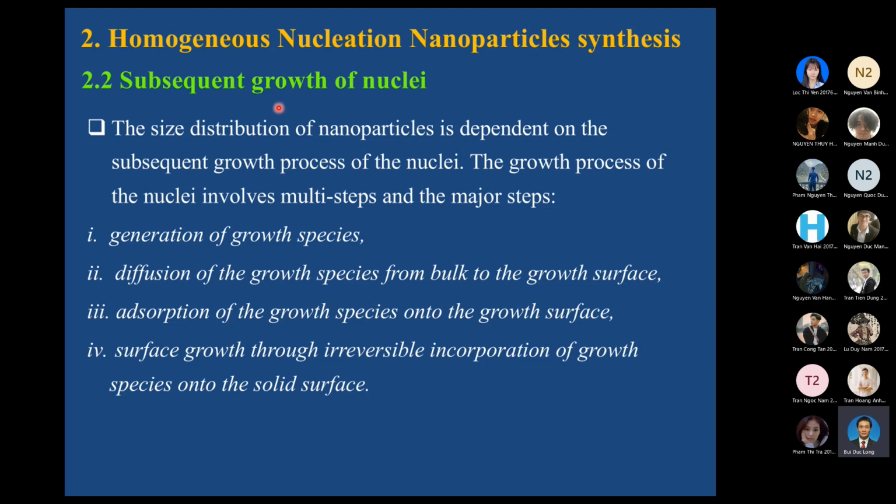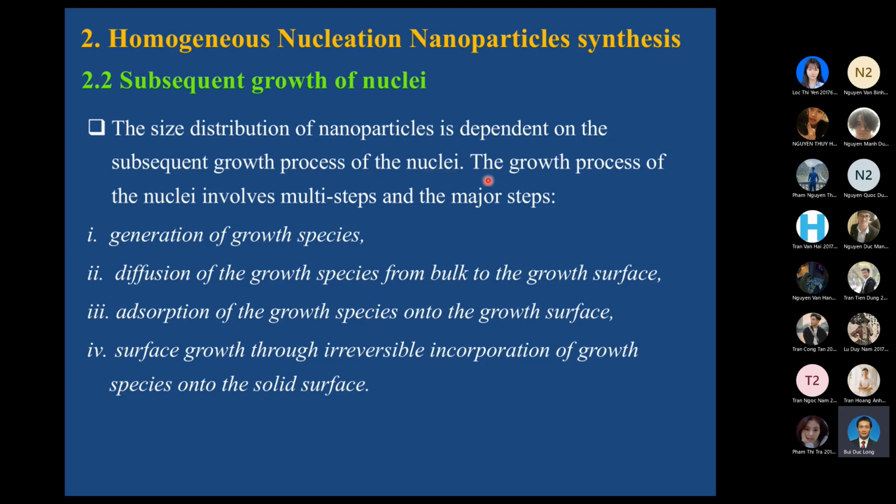This is the subsequent growth of nucleation. After it forms a nucleus, the next step is that the nucleus will grow. So we will study this stage, how it grows up. From knowing this process, we can control the particle size. The size distribution of nanoparticles depends on the subsequent growth process of the nuclei.